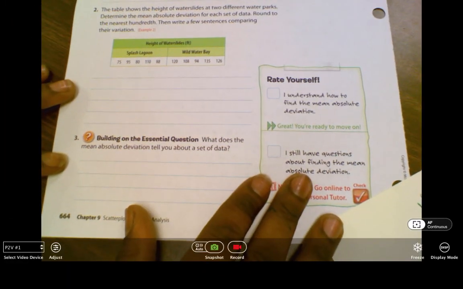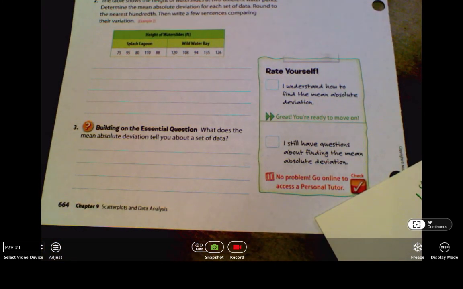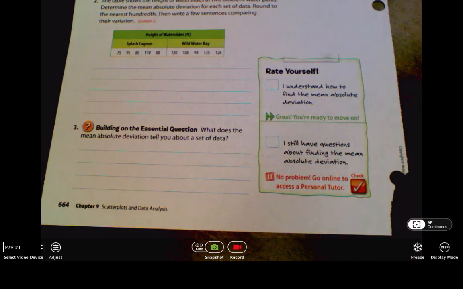Now, for the moment you've all been waiting for, you get a chance to work it on your own. Now, I just did number 1 on page 664. So, for your secret question, you will be doing number 2 on that same page. The table below shows the height of water slides at 2 different water parks. Determine the mean absolute deviation for each set of data. Round to the nearest hundredth, then write a few sentences comparing their variation.